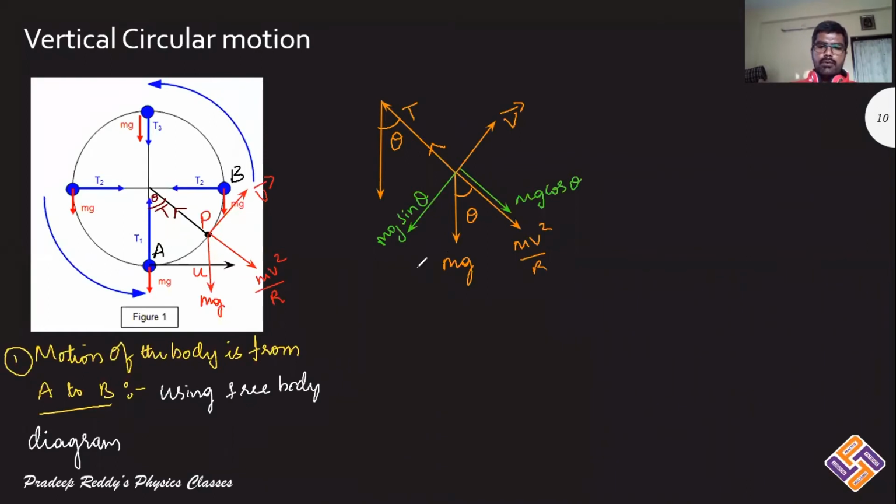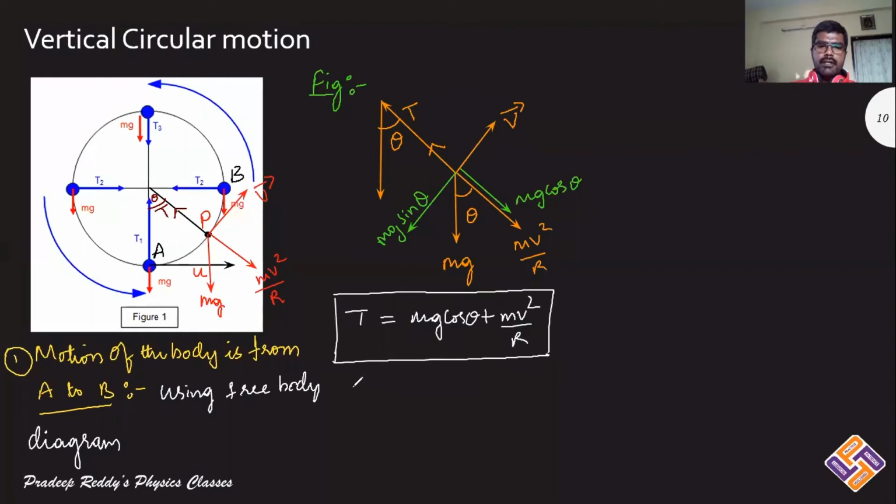Okay, now from this figure, you can write free body diagram, and that free body diagram can be written as upward force is tension T. That should be balanced with mg cos theta plus m v square divided by r. So this is equation for tension.